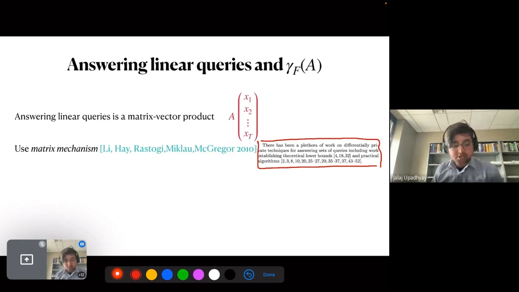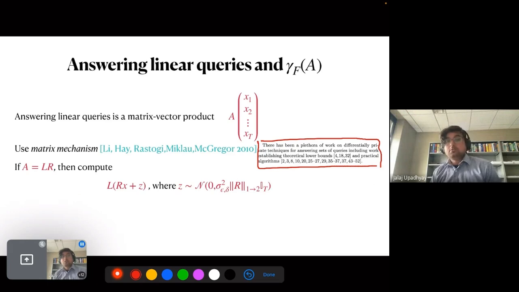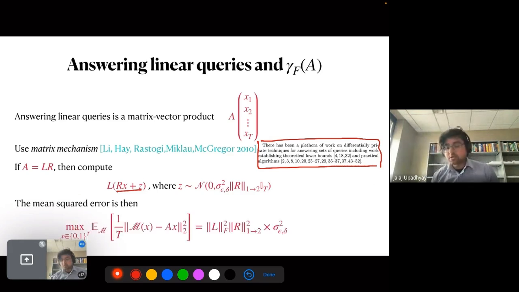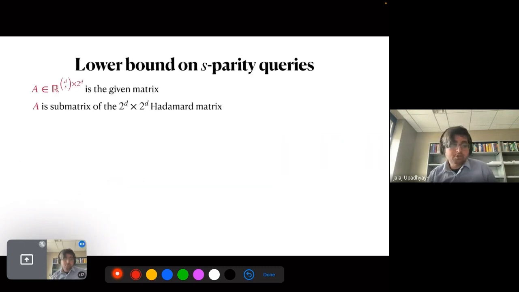So you use this basically to say, if I have A, and A is equal to L times R, then I can run this simple algorithm. I can compute Rx plus Z, where the variance of Z is just the column norm of R, and then multiplying with L is post-processing, so it preserves privacy. And then you get a mean squared error, which is the Frobenius norm of L times the column norm of R times your scaling parameter. This is known from Lee et al. from 2010, and that's basically what we use.